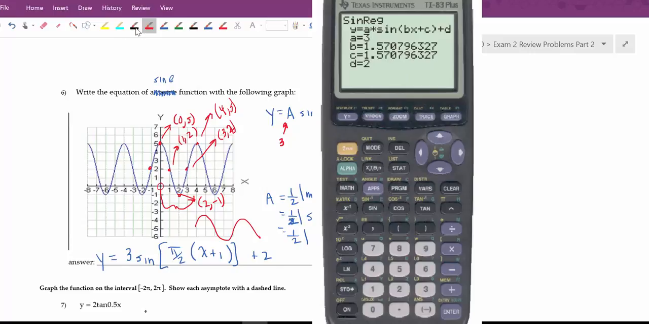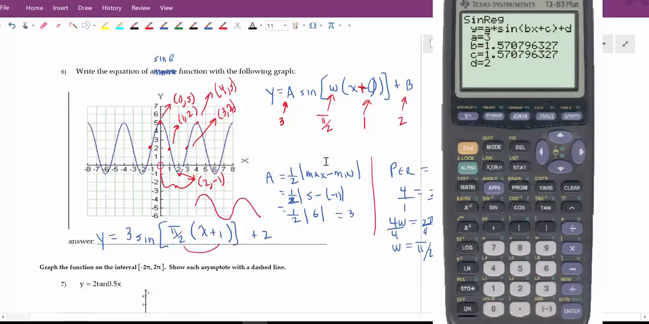So what they're doing on this is they're writing the answer as pi over 2 times 1, because that's not in a factored form, and then plus 2 like that. So you could do that problem with a graphing calculator if you just find the 5 key points. So you can do it that way too if you want to.